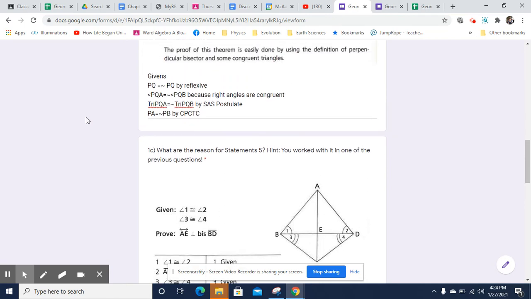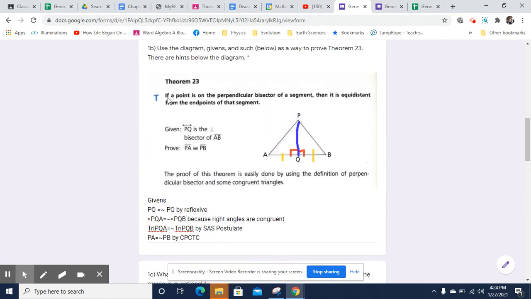So that's a big giant hint that Theorem 23, if a point is on the perpendicular bisector, and this is the perpendicular bisector, if a point is on it, like point P, then it is equidistant to the endpoints of the segment that is being bisected. And that is what it's saying. Sometimes that can be a little confusing to think about.